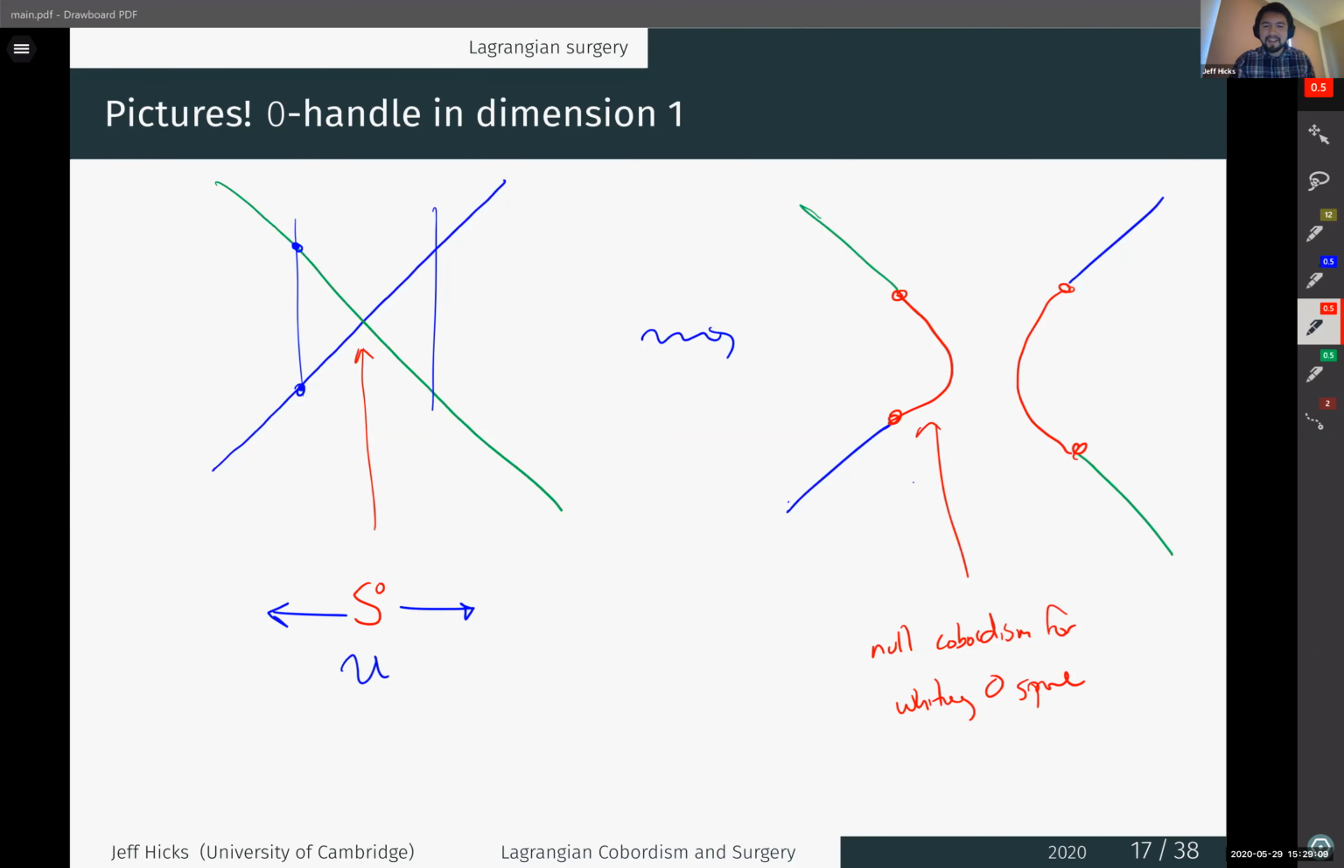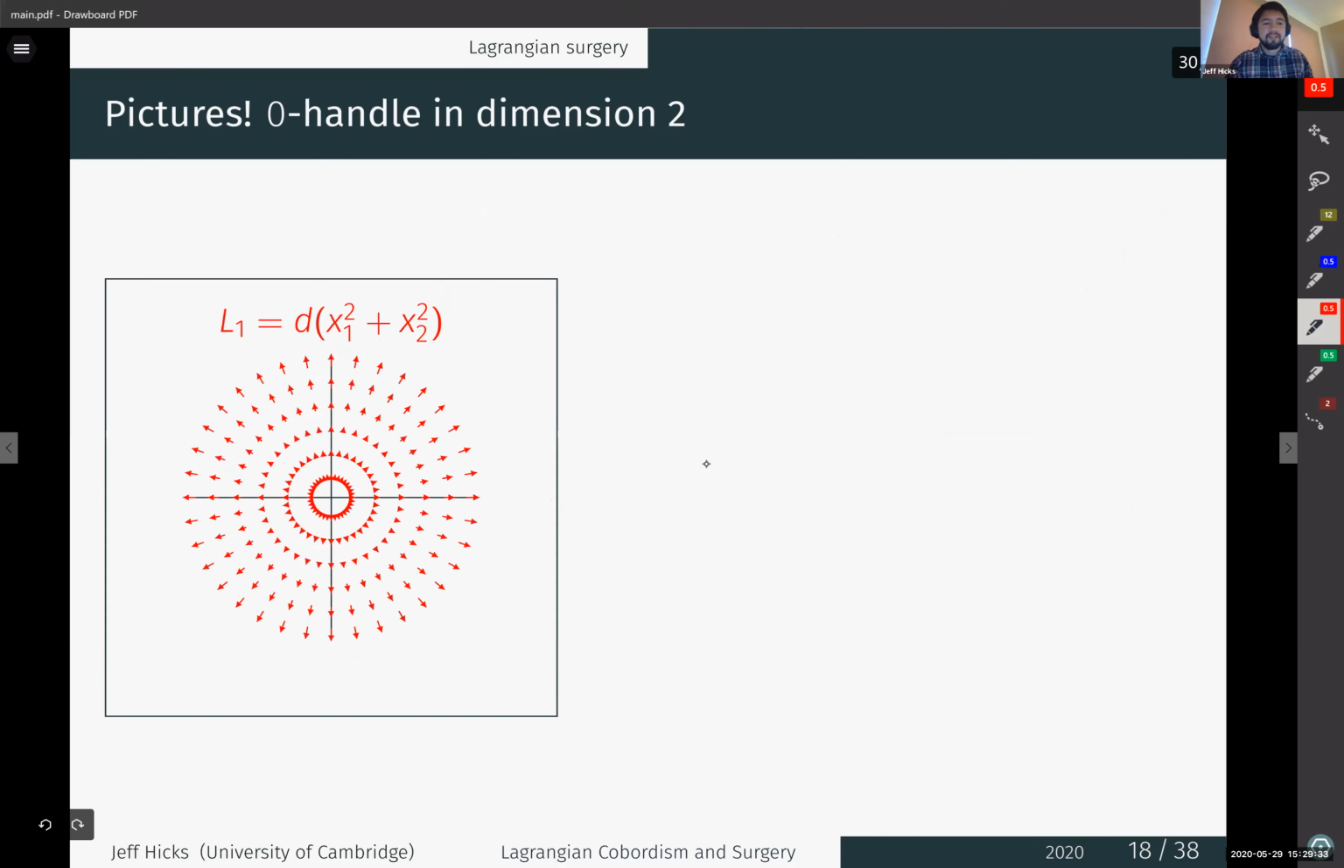Okay, so this is how you would construct the Polterovich connect sum in kind of some very complicated way. So that's kind of an easier example. Let's try something a little bit more difficult. So let's try looking at a zero handle in dimension 2.